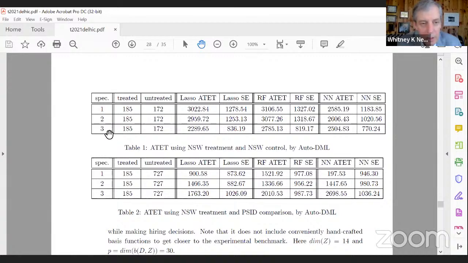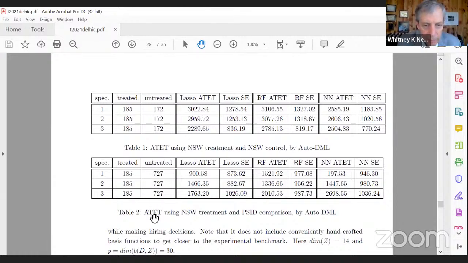So here maybe it doesn't matter that much. You wouldn't have known that, of course, unless you were able to do the high dimensional estimation, which we are, and you get these kind of estimates. Now, when you look at the second table, how are we doing? Let's see, I have a few minutes left.